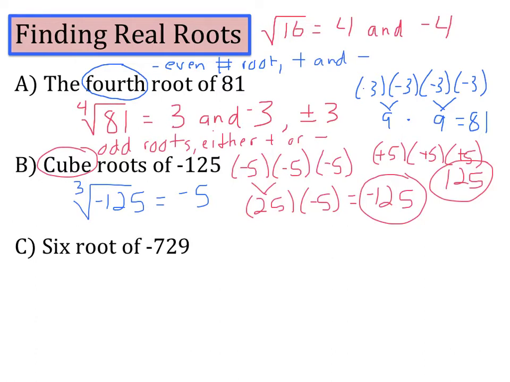Okay, let's look at problem C. So problem C is the sixth root of 729. So it's an even number, so I know it's going to be positive or negative. And the answer is 3. Now, how did I figure out what that number was? That's something we'll discuss further in the video, but for now, I want you to know the difference between even roots and odd roots, and to know whether the answer can be plus or minus, or just one or the other.